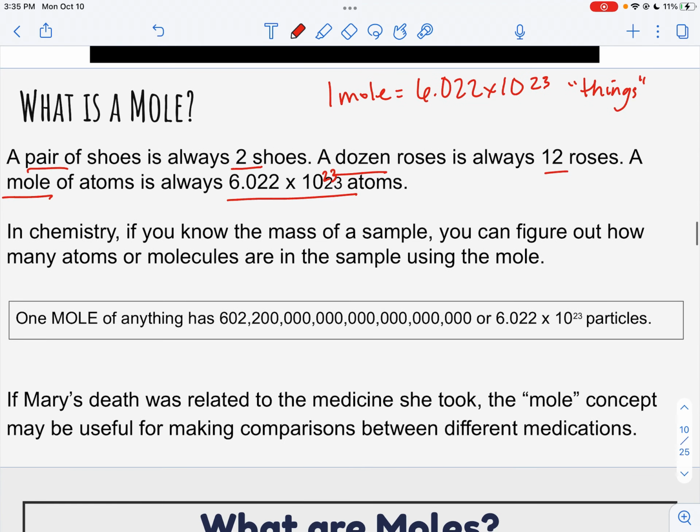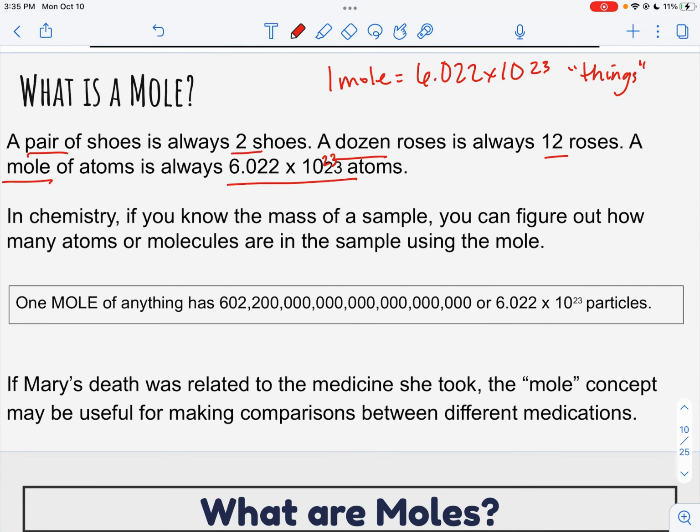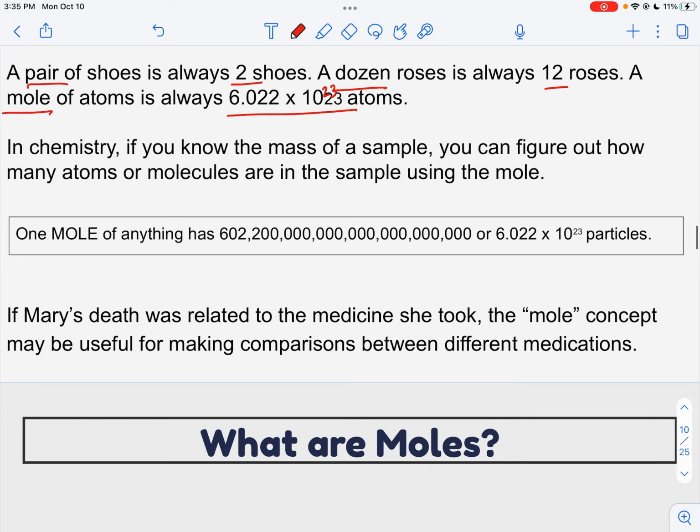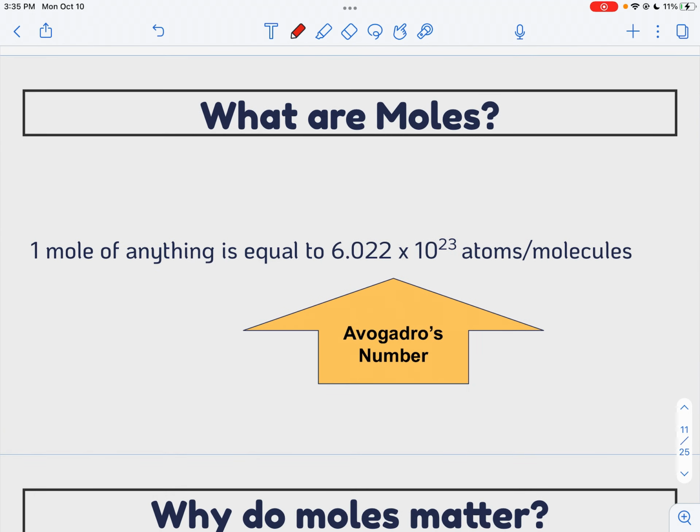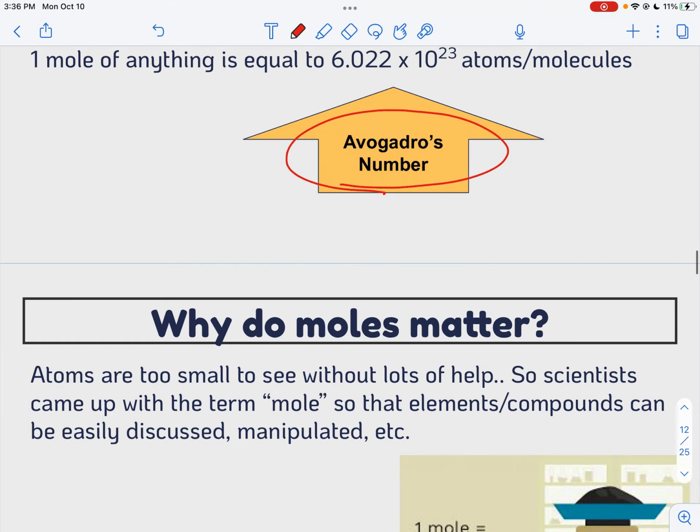So since Mary's death was related to the medicine, or if it was related to the medicine, this mole concept can be helpful for what we're doing. So this word is also important. As you saw in the video, Avogadro was the guy who discovered this concept. So we refer to this number as Avogadro's number. So if you hear that, just know that it's referring to 6.022 times 10 to the 23rd.